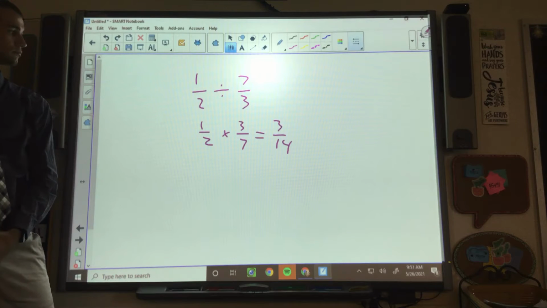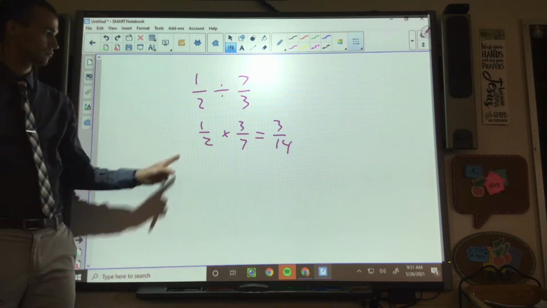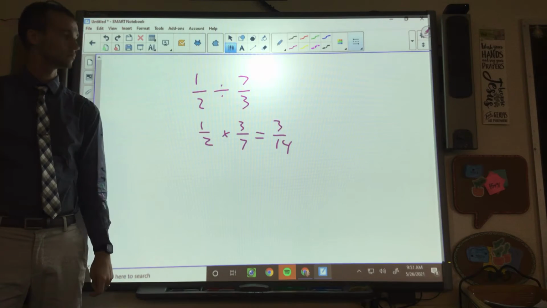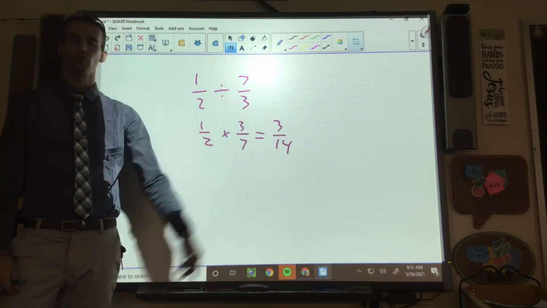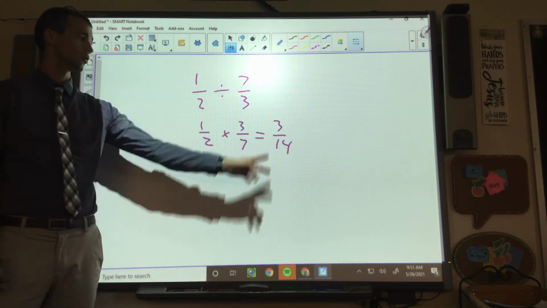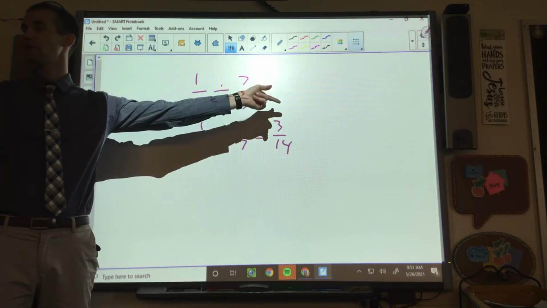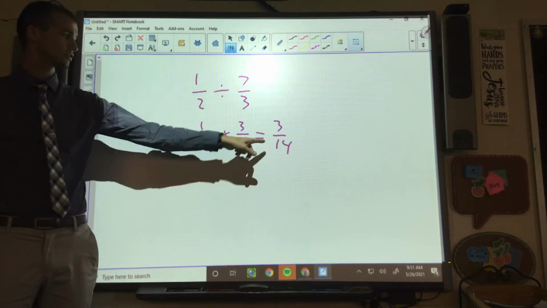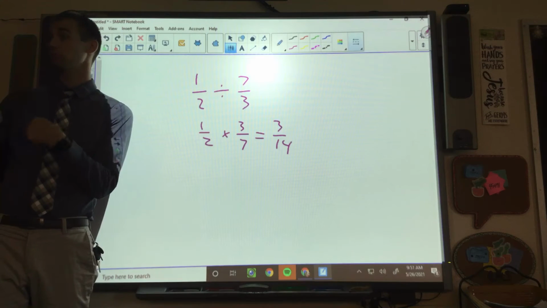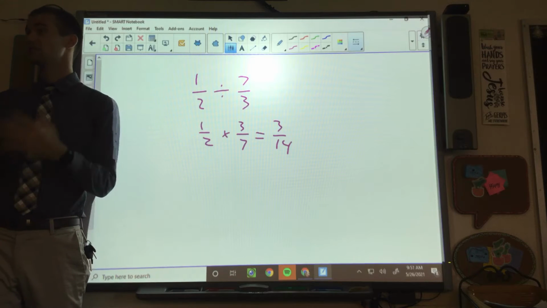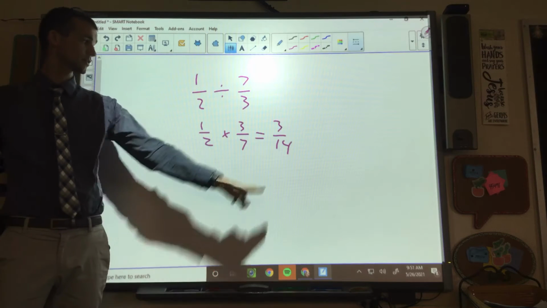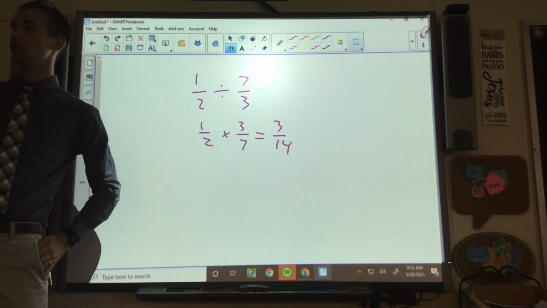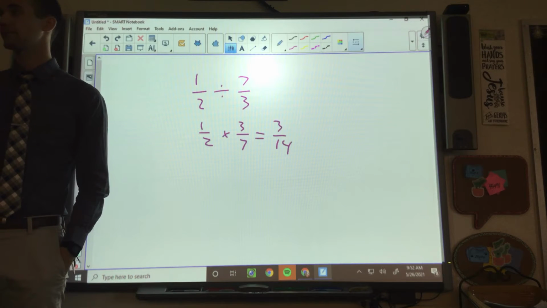Well, how come we're not simplifying everything around? Is there anything to simplify? 3 and 2, 1 and 7. No, I'm talking about the ending answer where you have to do the long division. You only have to do long division if the numerator is bigger than the denominator. This is 3/14, a proper fraction. If it was 14/3, we would have to, because it's an improper fraction. The numerator is bigger than the denominator.